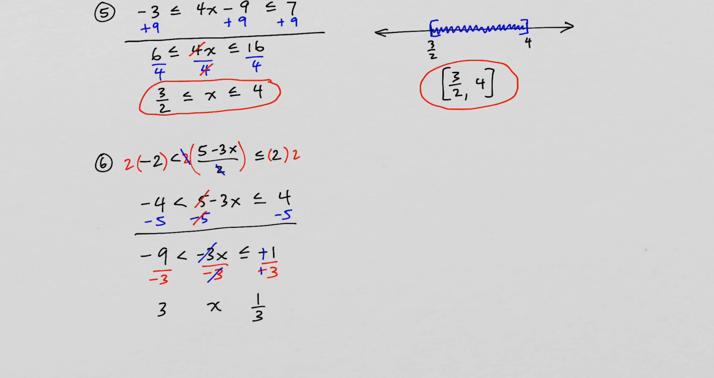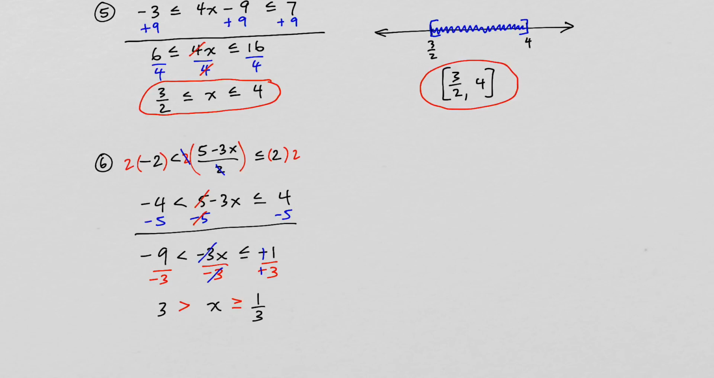Now, why did I not put the inequality symbols? Because they have to be reversed, right? Anytime you multiply or divide by a negative number, you have to reverse both inequalities in this case. Now, that looks a little funny. 3 is greater than x is greater than or equal to 1/3. That's a little bit strange. So when you divide by a negative, you will often get your inequality a little bit backwards in terms of how these numbers should be ordered on the number line.